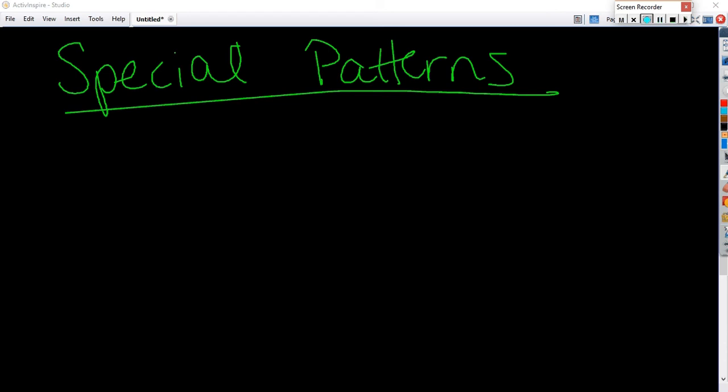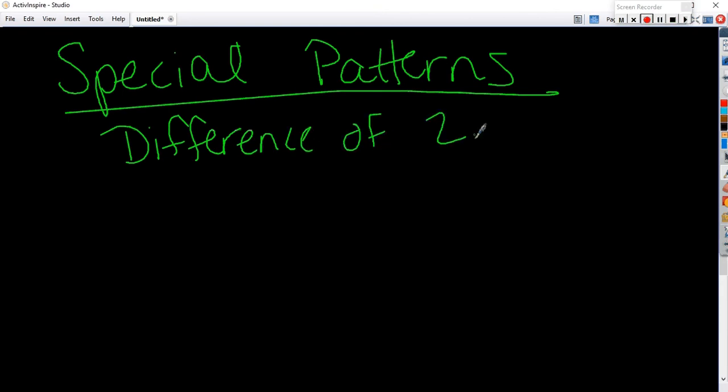All right. Two special patterns. That reminds us, let's do it now. Okay, difference of two squares. I'm just kidding.